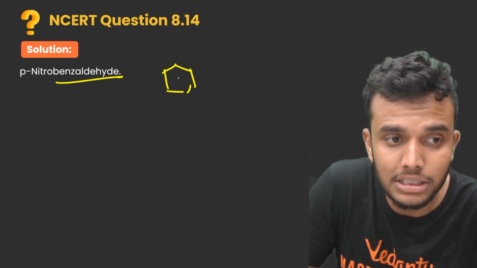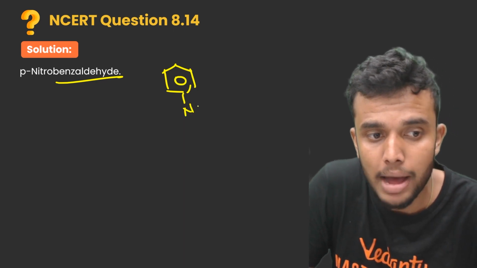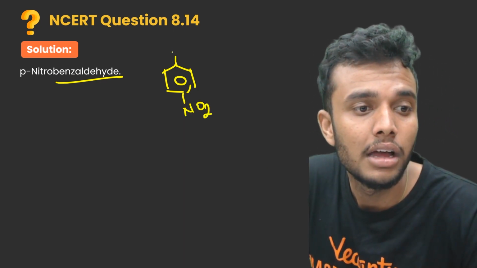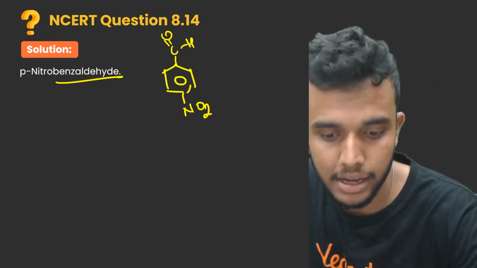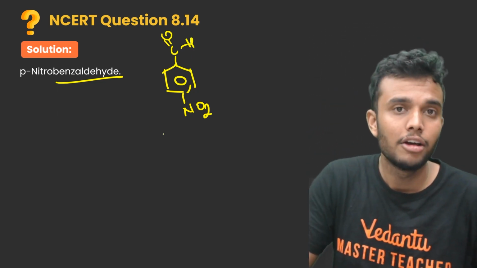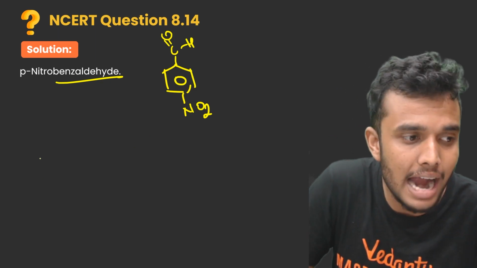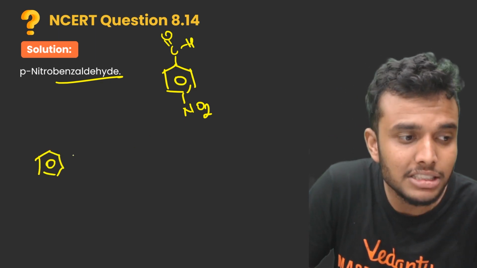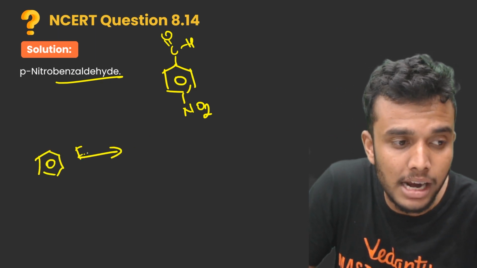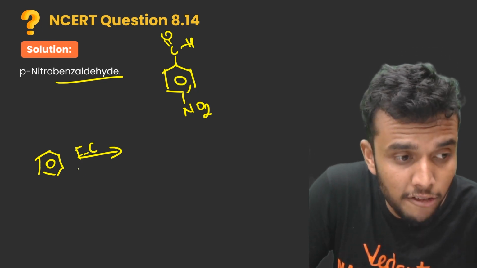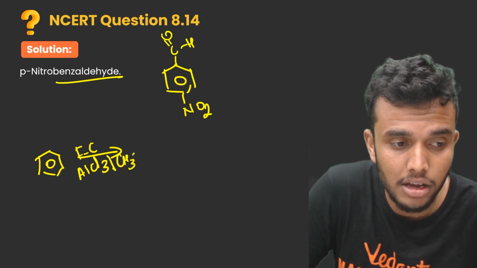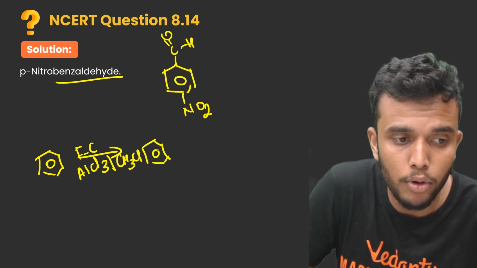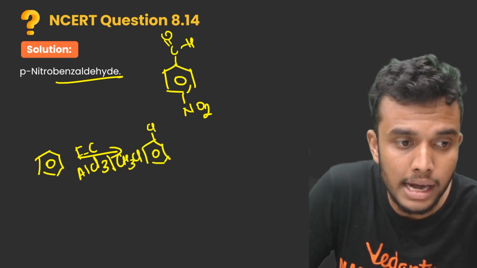Next, move on to the next compound and the last one, para-nitrobenzaldehyde. What is the structure of para-nitrobenzaldehyde? At the para position, the nitro group is attached, and here C double bond O, the aldehyde group. Students, first the starting material is benzene. First step is common, students. First step is Friedel-Crafts alkylation in the presence of AlCl3 and CH3Cl to yield the toluene compound.